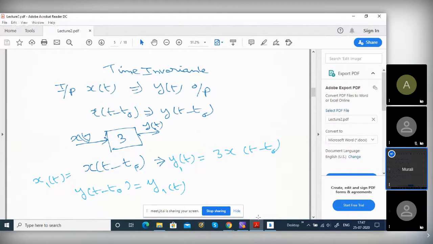So next is time invariance. Linearity we saw. Any doubt on linearity? No, sir. Okay.